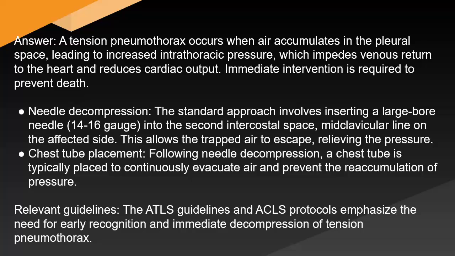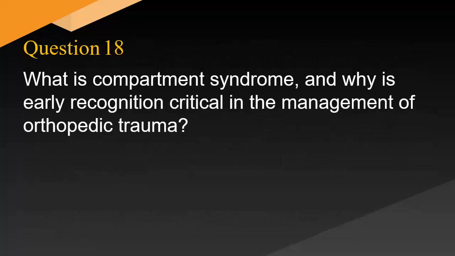Chest tube placement. Following needle decompression, a chest tube is typically placed to continuously evacuate air and prevent the reaccumulation of pressure. Relevant guidelines. The ATLS guidelines and ACLS protocols emphasize the need for early recognition and immediate decompression of tension pneumothorax. What is compartment syndrome, and why is early recognition critical in the management of orthopedic trauma?